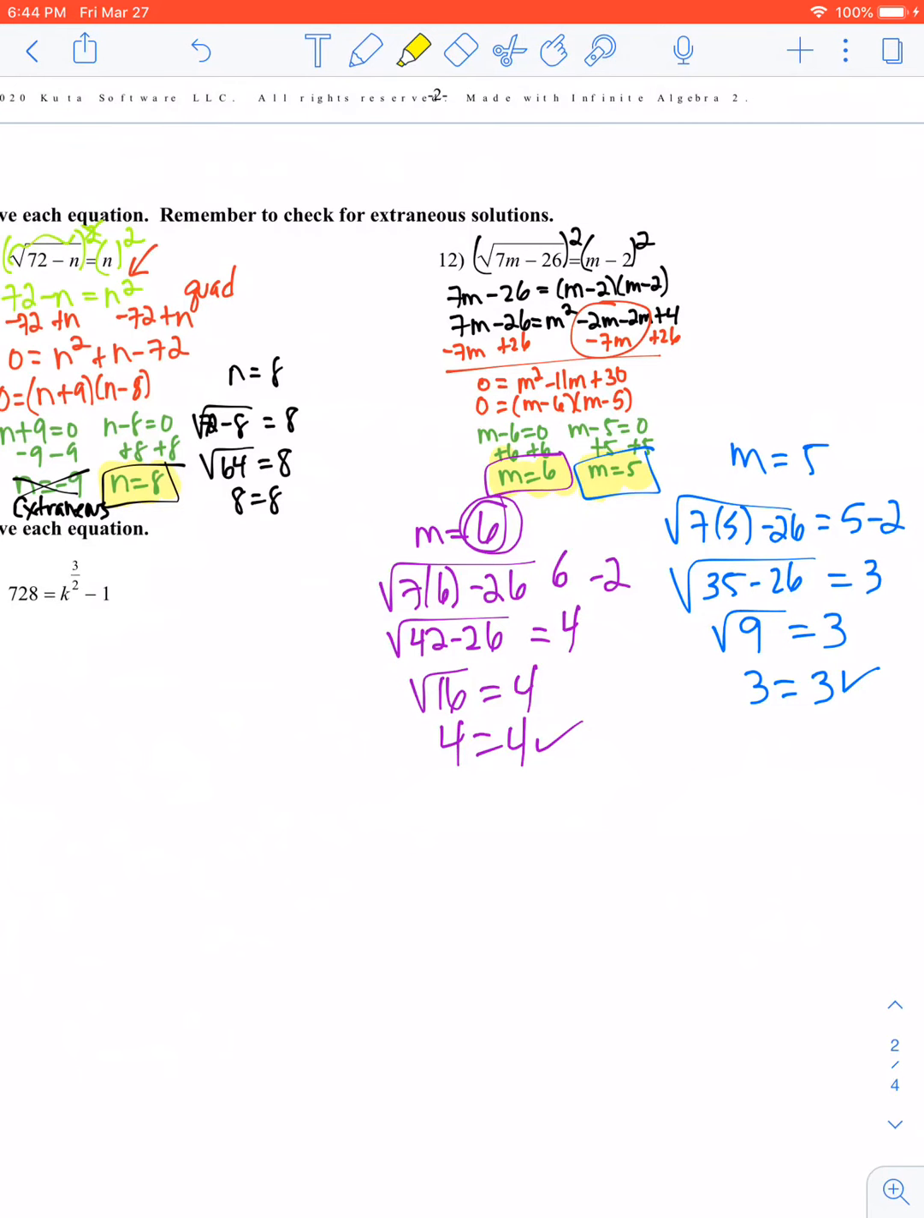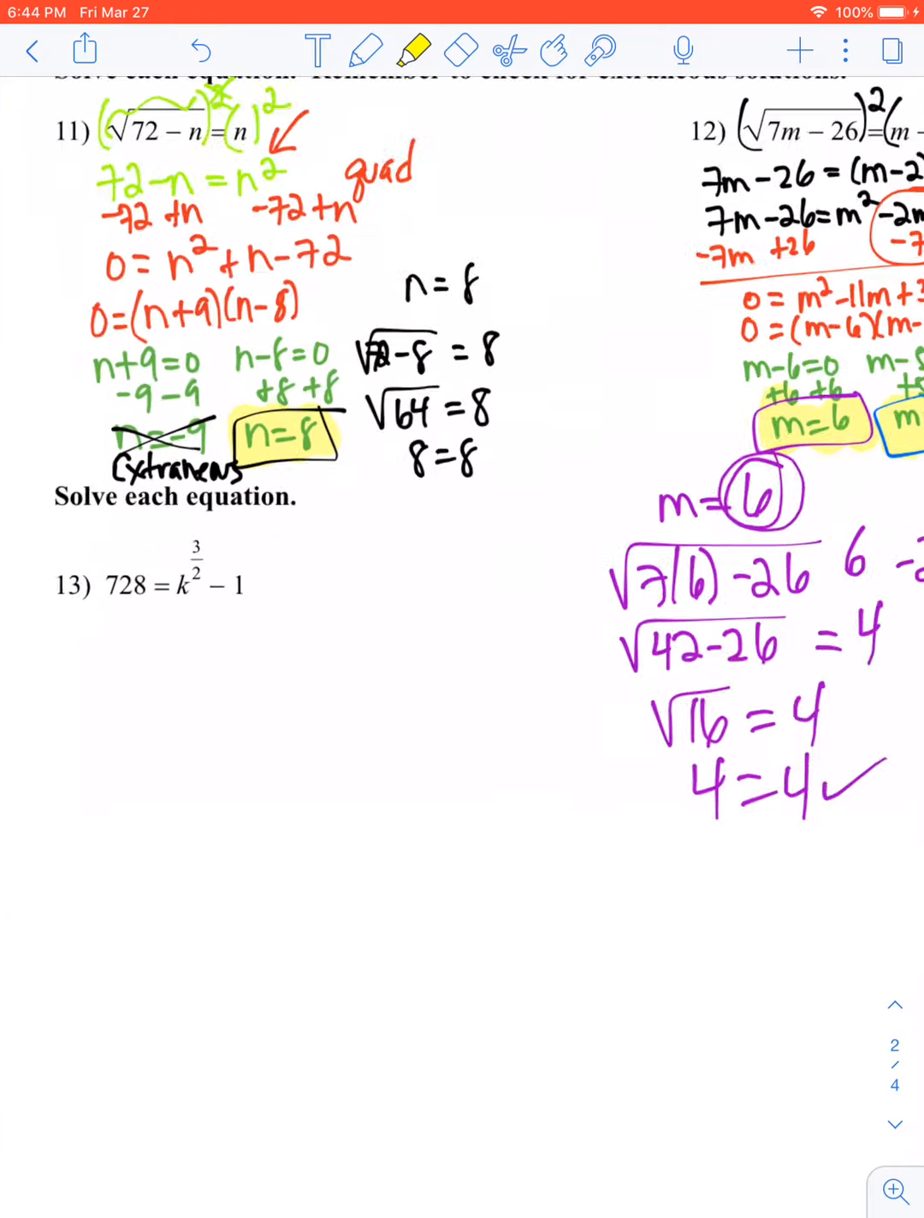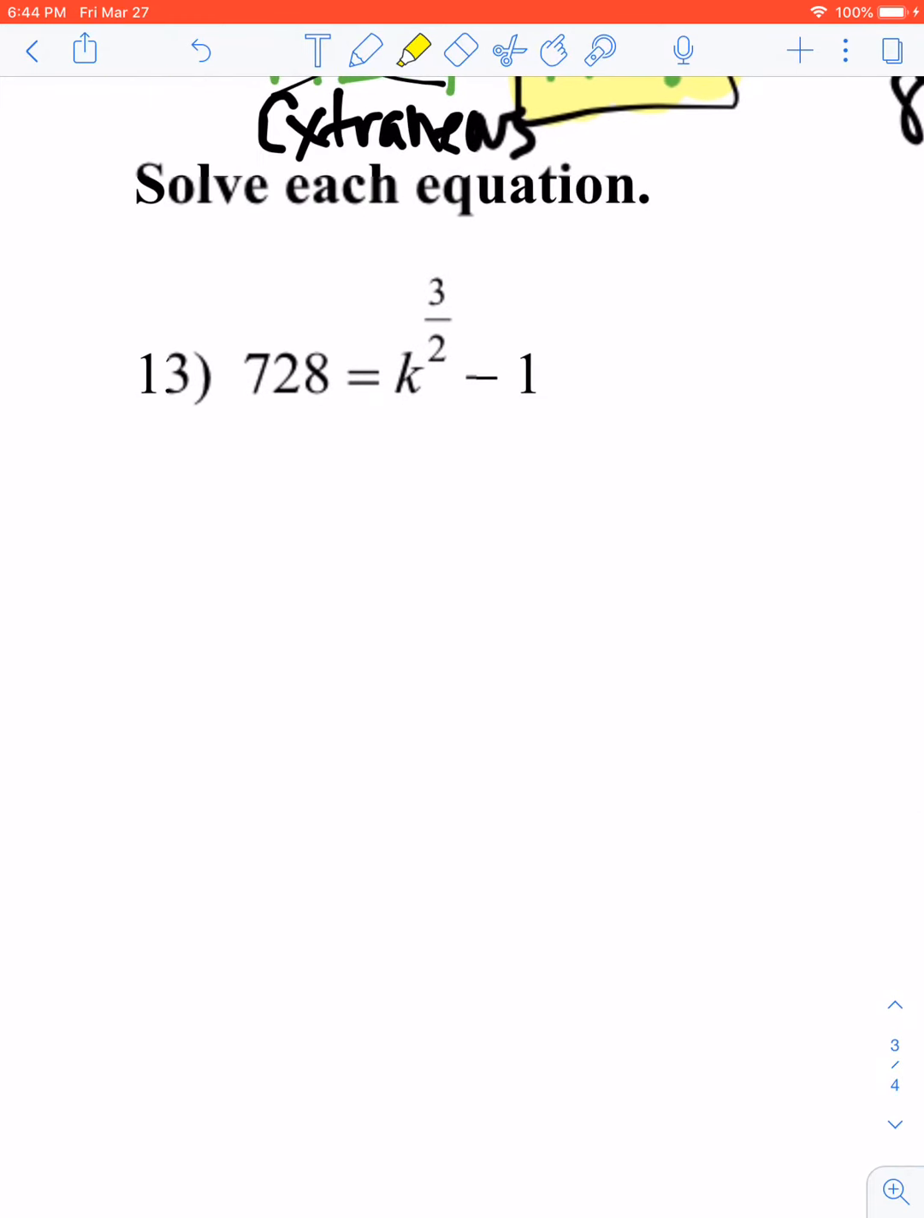Sometimes you will get one solution like we did in problem 11, and sometimes you will get two like we did in problem 12. And this concludes our last problem. And so now you should be able to do all of the problems in the problem set I assigned for the week.